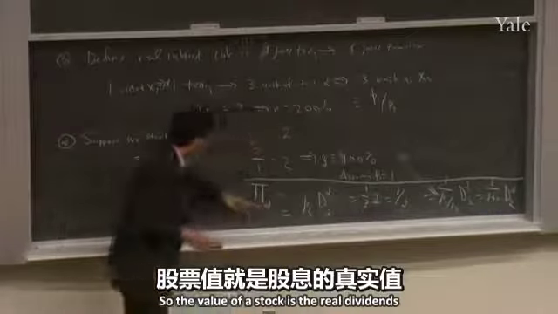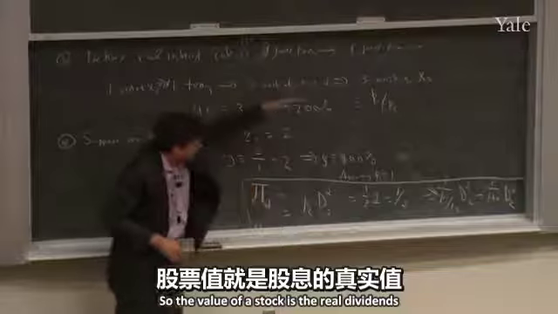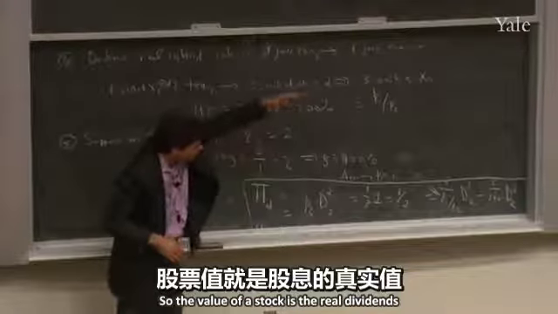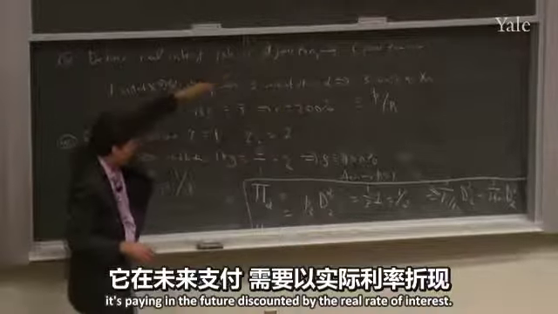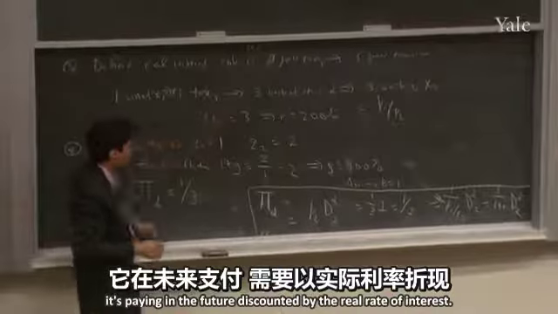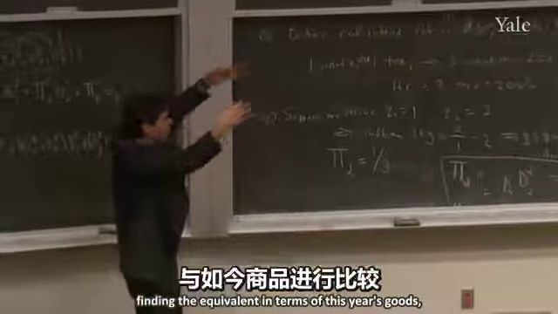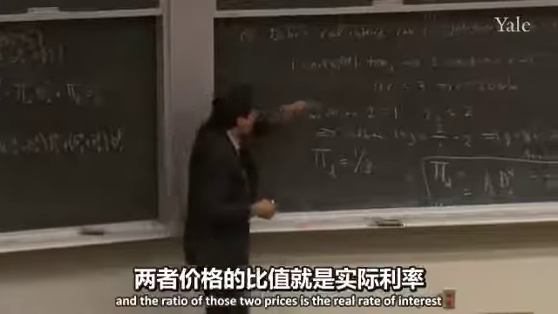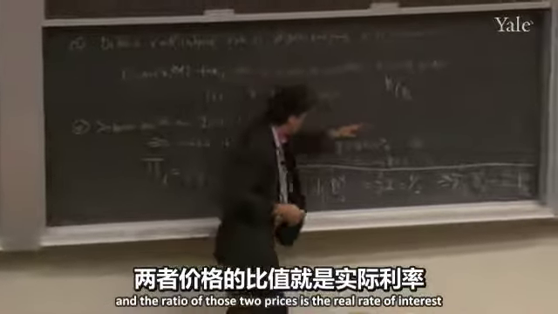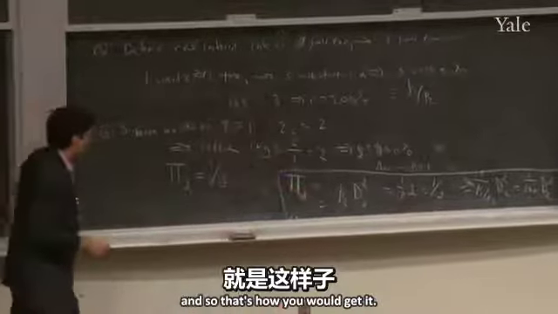So the value of a stock is the real dividends it's paying in the future discounted by the real rate of interest. You're turning next year's goods into the equivalent in terms of this year's goods. And the ratio of those two prices is the real rate of interest. And so that's how you would get it.